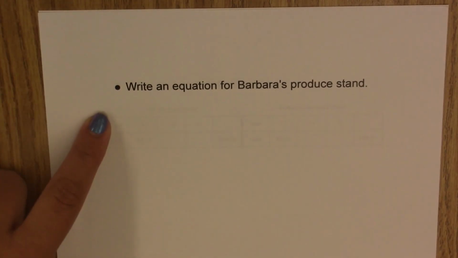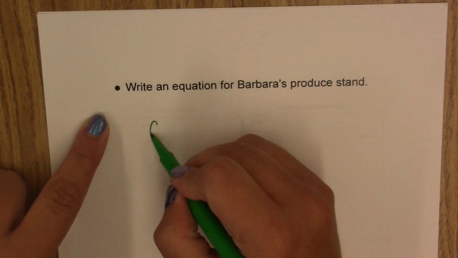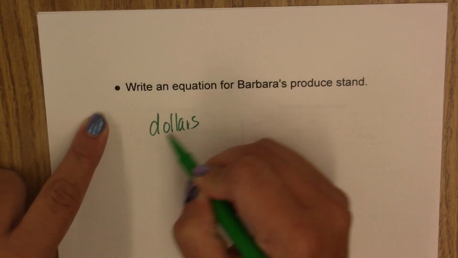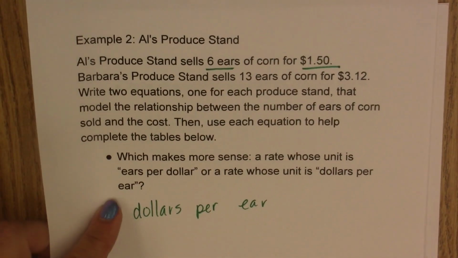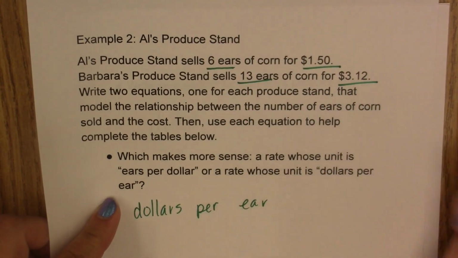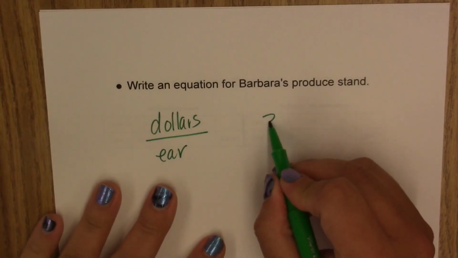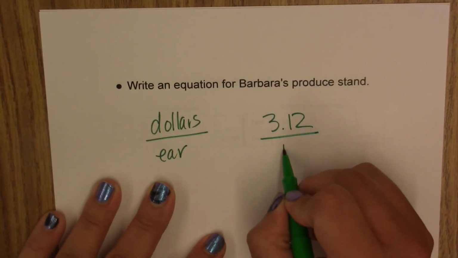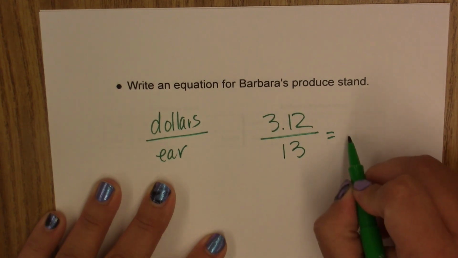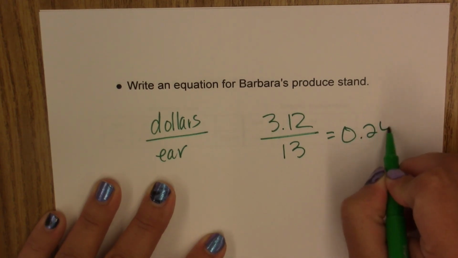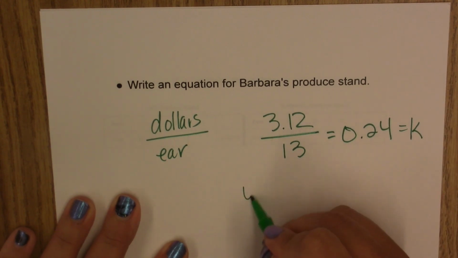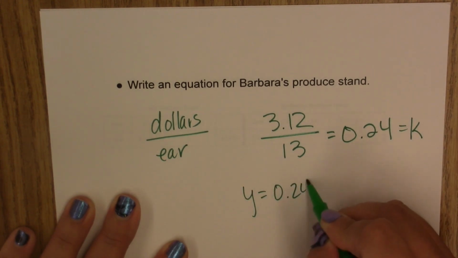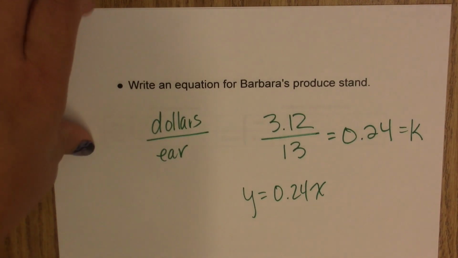Okay, write an equation for Barbara's Produce Stand. Remember, we're finding dollars per ear. So if we go back to our problem, she sells 13 for $3.12. $3.12 gets us 13. When we divide, you get 0.24. So this would be our K value. So y equals 0.24 times x.